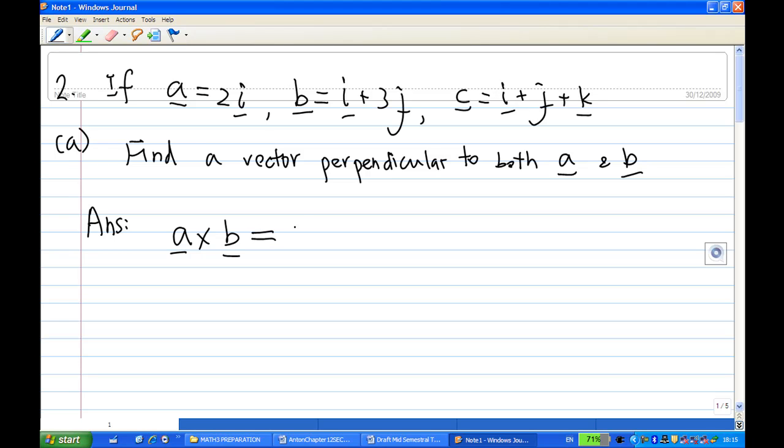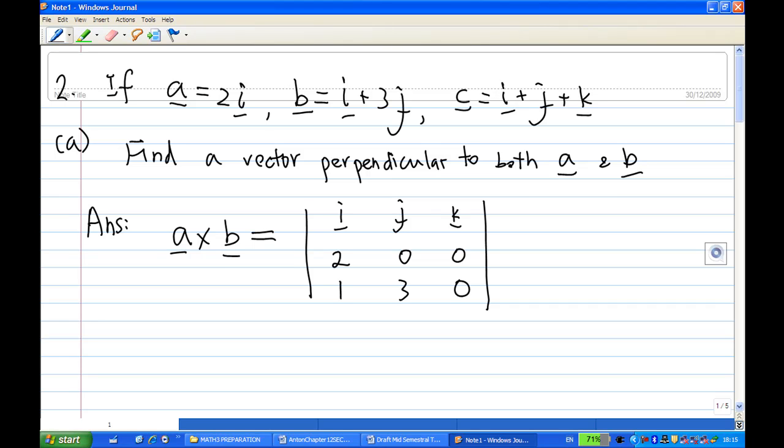So A cross B will be equal to the determinant i, j, k, and A is equal to 2i. So 2i, no j, no k, 0j, 0k. And B equal to i plus 3j. That means B is 1i plus 3j and no k.